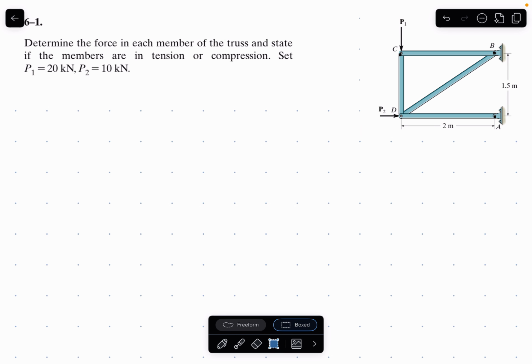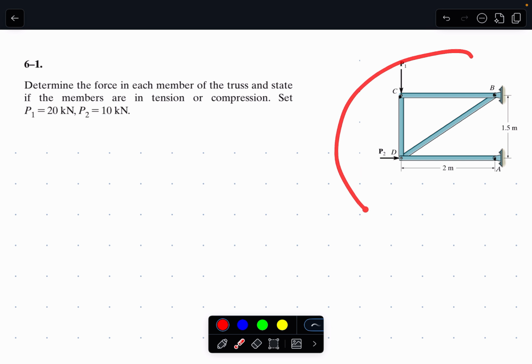Determine the force in each member of the truss and state if the members are in tension or compression. Set P1 equal to 20 kilonewtons and P2 equal to 10 kilonewtons. Okay, so today we're looking at this truss structure right here.